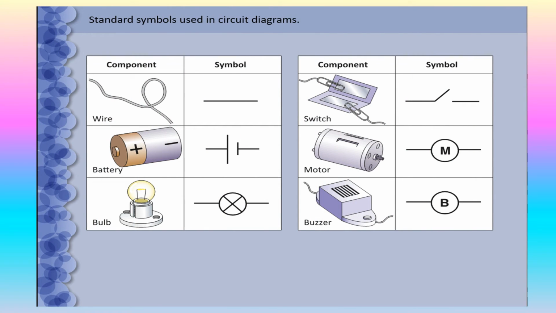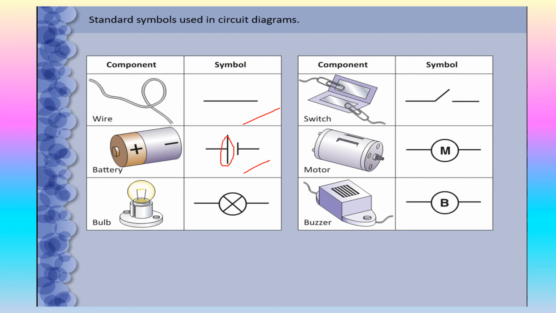Now, take a look at these standard symbols used in circuit diagrams. As you can see here, we have the different components and the symbol. Circuit symbols are used in circuit diagrams, showing how a circuit is connected together. First, we have wire. This is the symbol for wire. Then the battery. This is the standard symbol. The larger line here, this is positive.